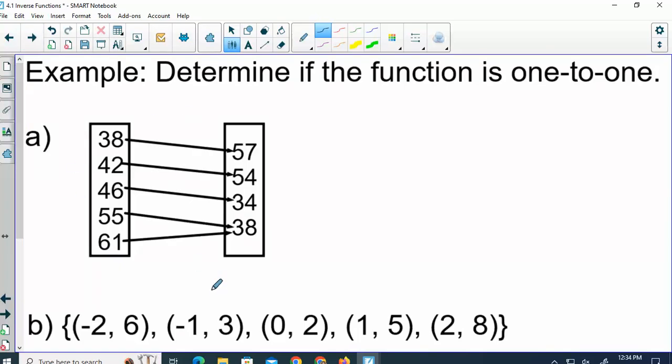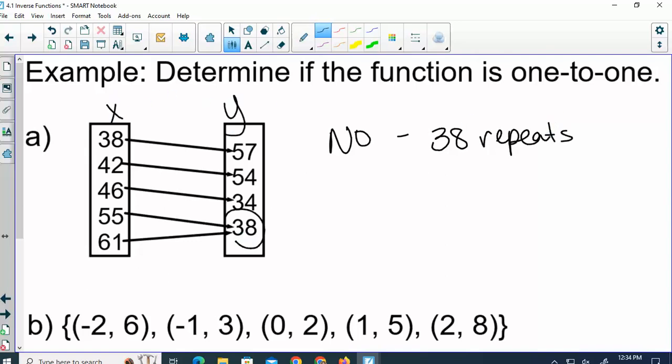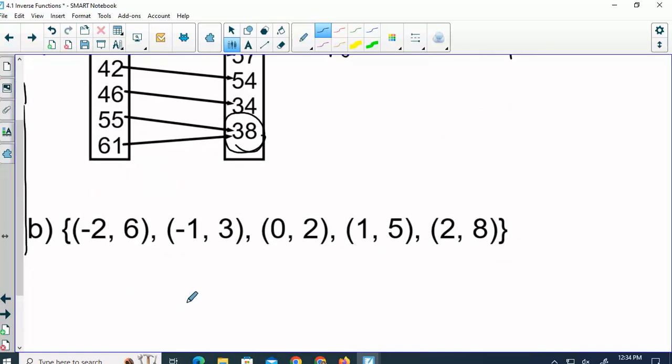So would this one be one-to-one? No. Why? So these are like my x's and my y's, and we see that y value gets repeated. So it is not one-to-one. What about B? Yes. The shorthand for one-to-one is 1-1, so I'll write that a lot of times.